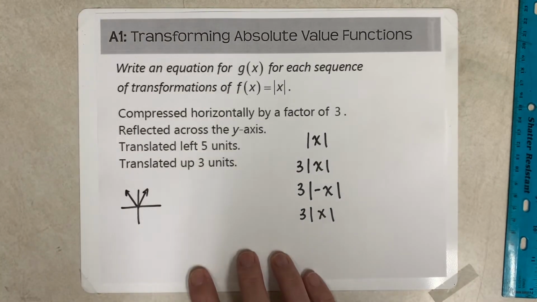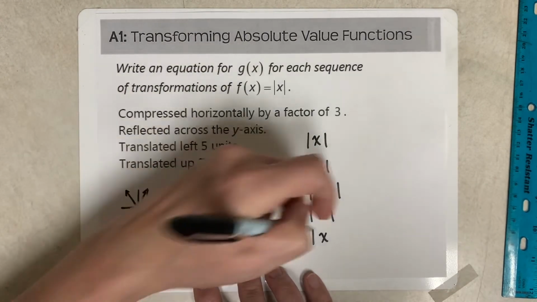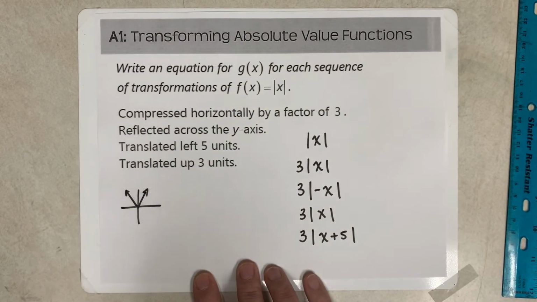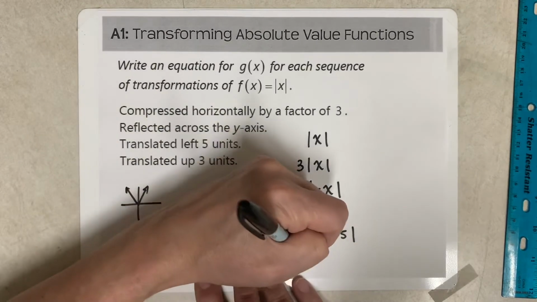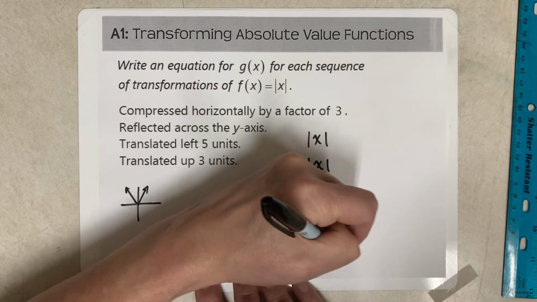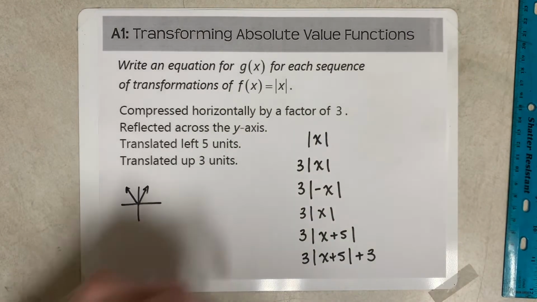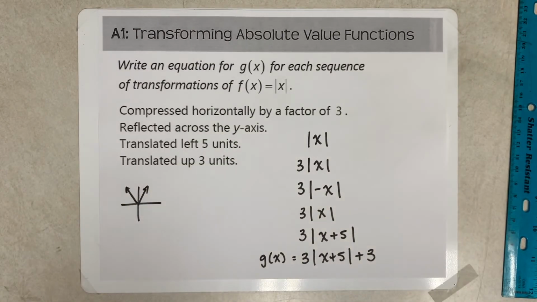Okay, so I can actually do that. Translate left 5 units. And so now that's gonna be x, and that's plus 5. That, left 5 units. And then 3 units up, I just need to put a 3 at the end, plus 3. And that looks pretty good. So g of x, 3, x plus 5, and then plus 3 at the end should be correct for that one.